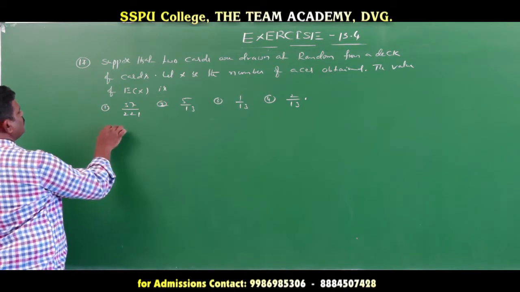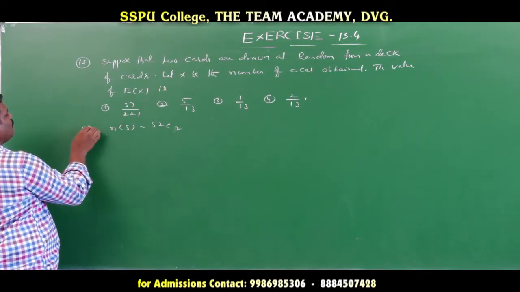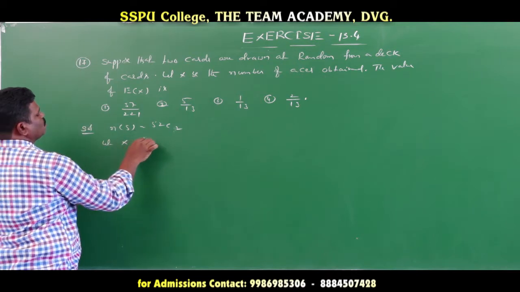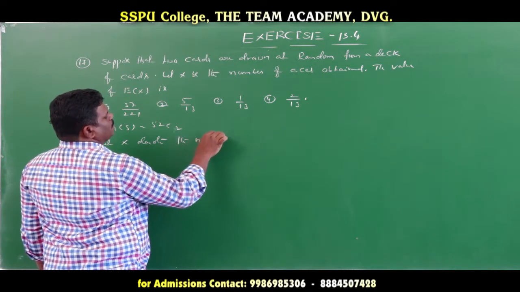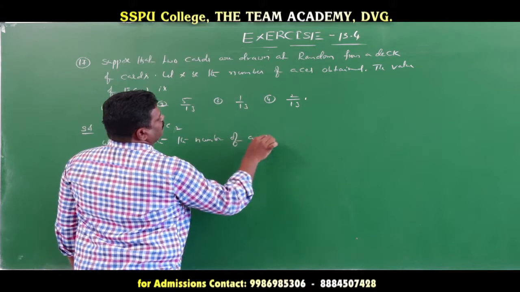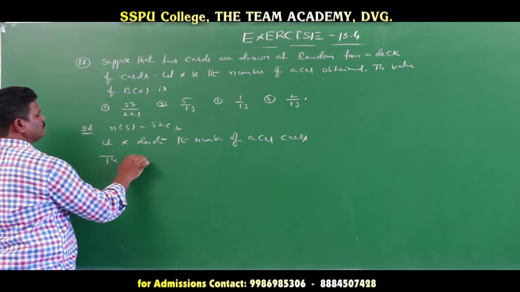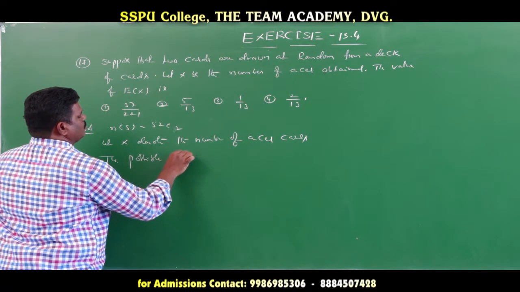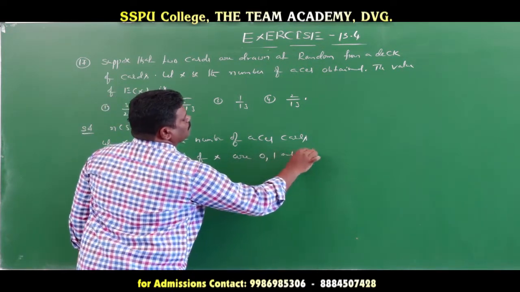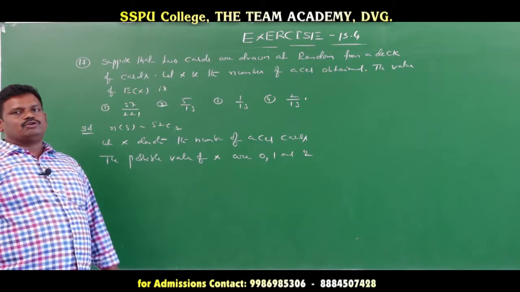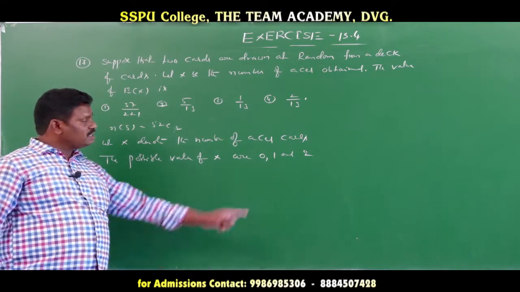So here n of s is 52 C2. Let x denote the number of ace cards. The possible values of x are 0, 1 and 2. Why 0, 1, 2? Both cards non-ace means 0. Any one of the cards is ace means 1. Both cards are ace means maximum number 2.